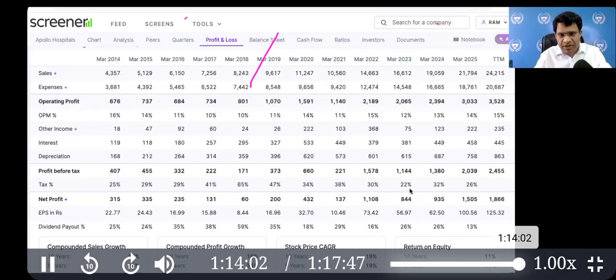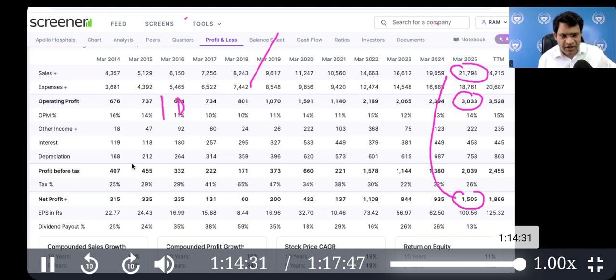So let's say hospital, calculate the net profit margin of 2025. This is the net profit. This is the sales. You can calculate operating profit margin as well. This is operating profit margin. So calculate net profit margin. What does net profit margin say? That if you collect 100 rupees from the patient, how much is remaining in your hand? The rest will go outside.